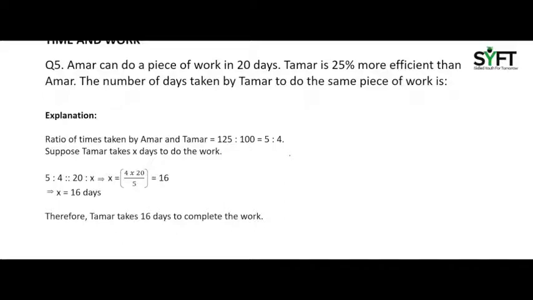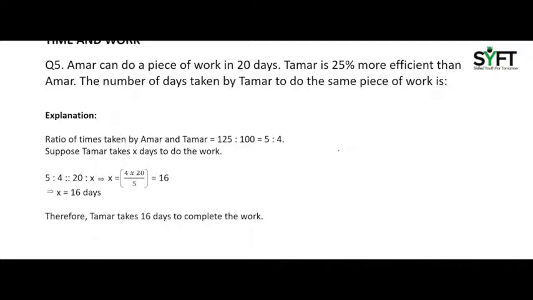Amar can do a piece of work in 20 days. Tamar is 25% more efficient than Amar. The number of days taken by Tamar to do the same piece of work is how many days? So we have to explain. Amar can do a piece of work in 20 days. So the ratio of times taken by Amar and Tamar is 125 is to 100. How? Because Tamar is 25% more efficient than Amar.